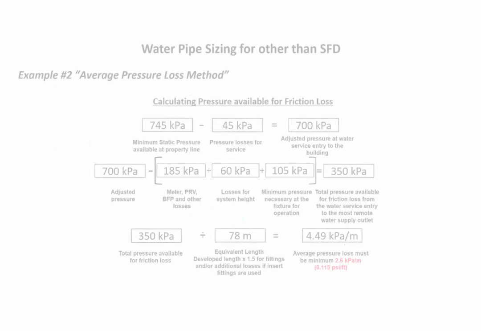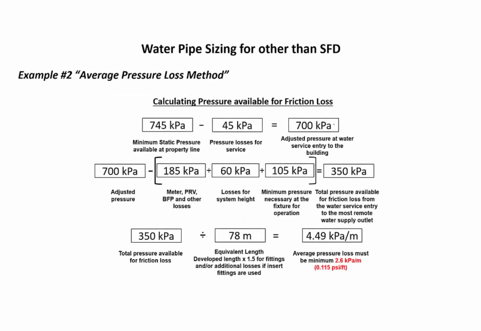Okay, so just to verify we can use this method, we'll do the calculation. Here's our adjusted pressure that we're able to calculate at the entry to the building. This is all from the specifications given on the drawing. And we carry that down to here. We're going to deduct a little bit because we got our 700. We have a PRV set to 550, plus we're going to lose 35 kPa due to the backflow preventer. So we're going to deduct 185 there.